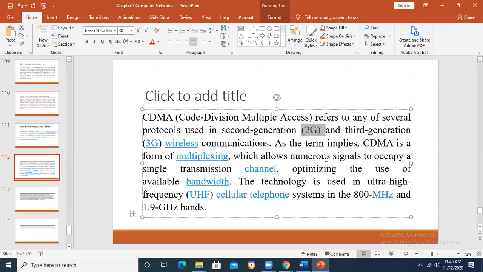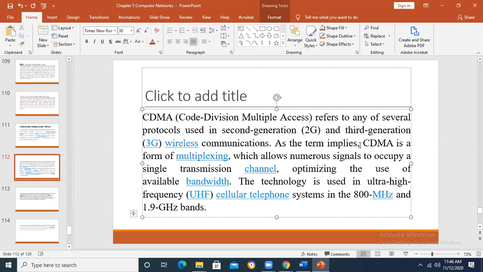But being a student of computer science, what are the differences between 1G, 2G, 2.5G, 3G? If you go and Google it, you will be able to find out the different advancements in different generations. So basically, this CDMA was introduced in the second generation. In third generation, it became wireless.